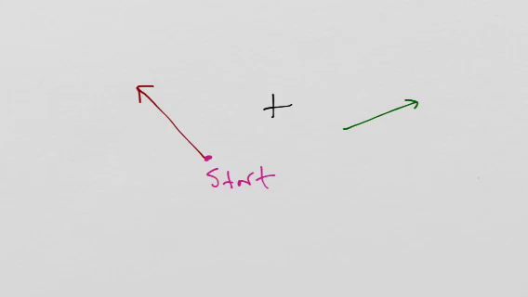Now, the end point of this addition is going to be at the tip of the second vector. The second vector in this situation is right here. So when we add these to determine what our resultant is, we're going to be going from the tail of the first to the tip of the last. This is your finish point.